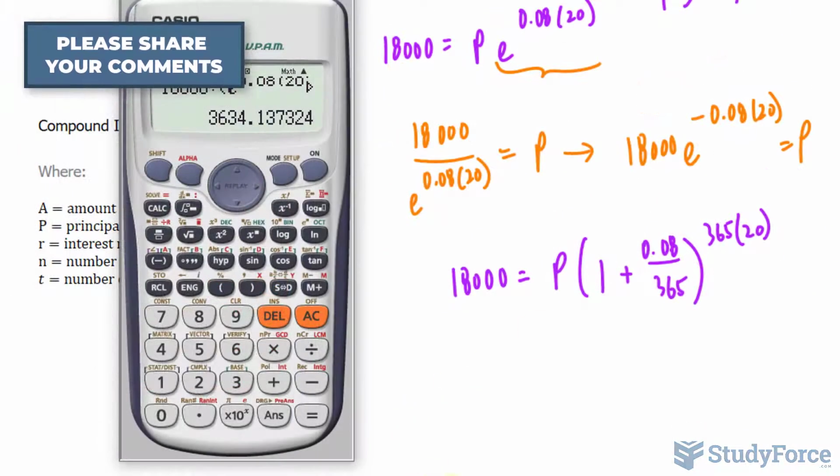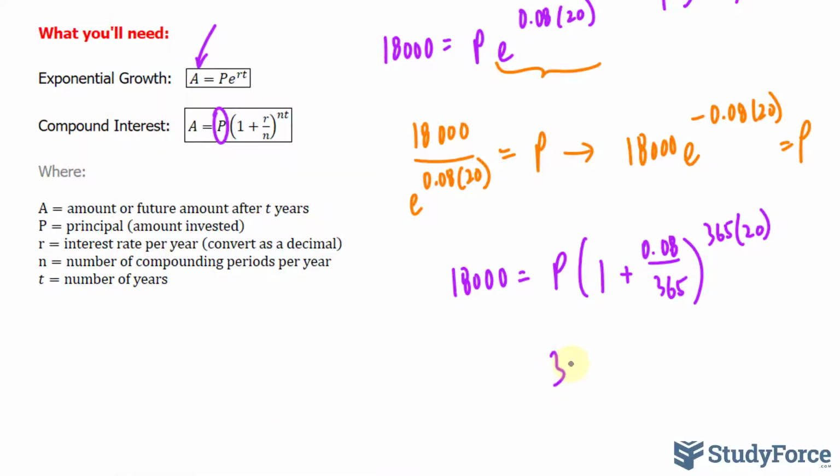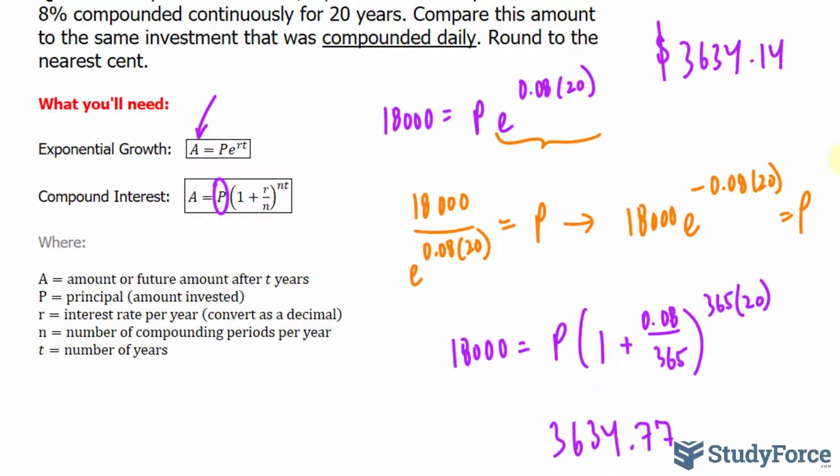Okay, so I will find out what that is and then divide both sides by it. I have 1 plus bracket 0.08, and you'll notice that I like to do things all in one step because it reduces the chances of rounding something incorrectly in the process. So I'm finding out what that is, and it equals 4.95. I'll take 18,000 and divide it by that number. And we get 3,634.77.